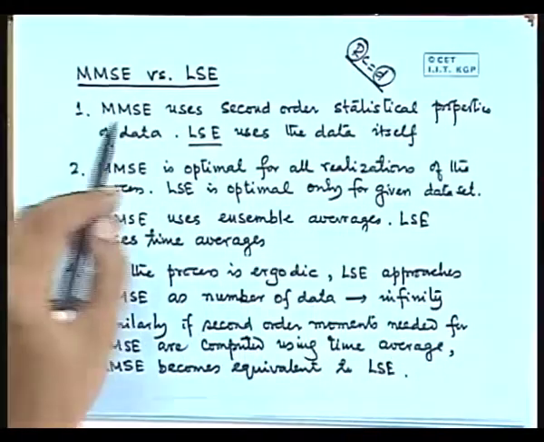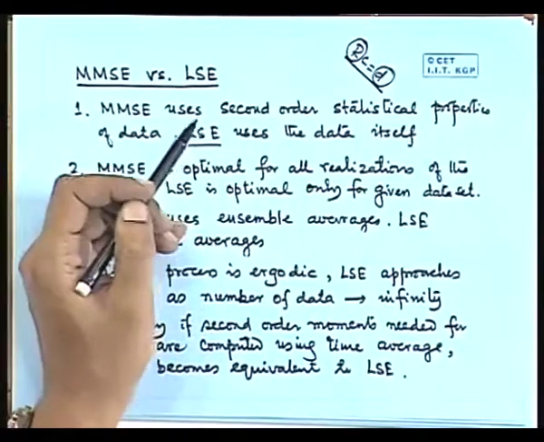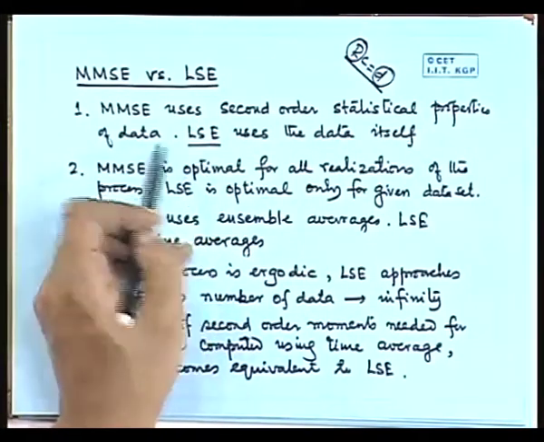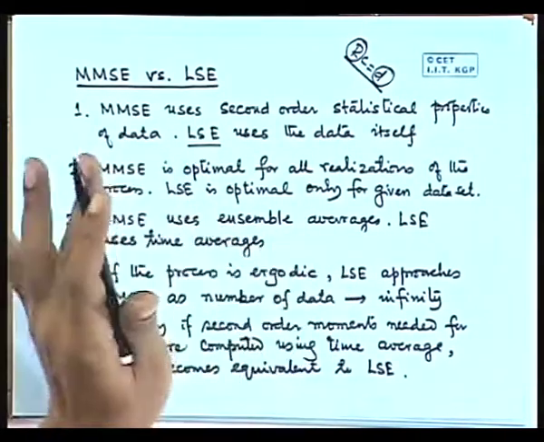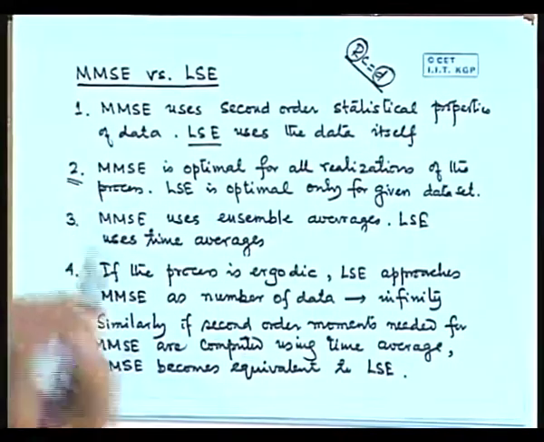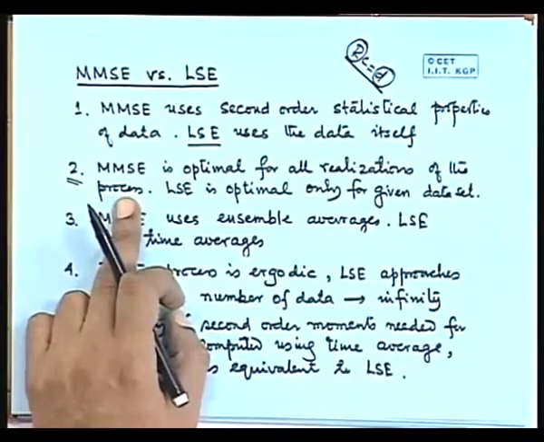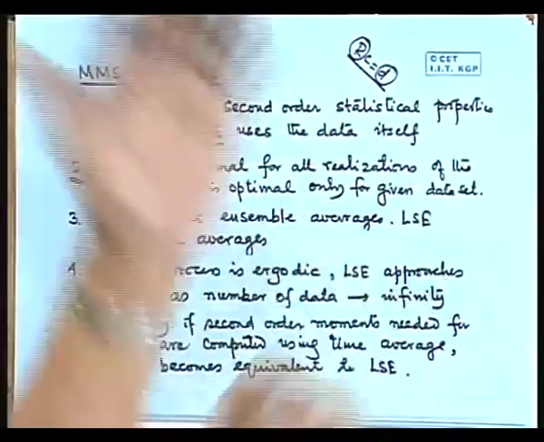So this is the first thing, that the MMSE needs second order statistical properties of the data, while LSE does not need to know any second order properties, it just uses the data itself. Second thing is what I said just now, that the MMSE is optimal for all realizations of the process. LSE is optimal only for the given data set.